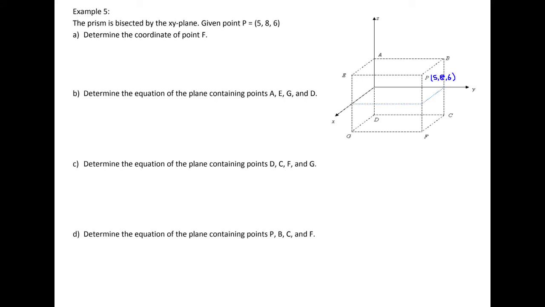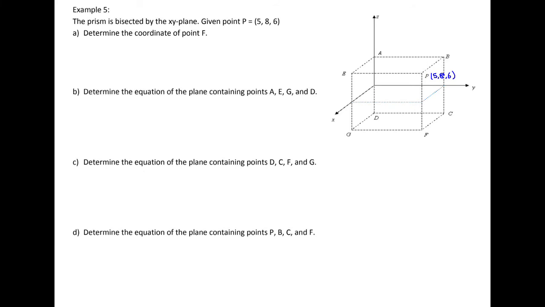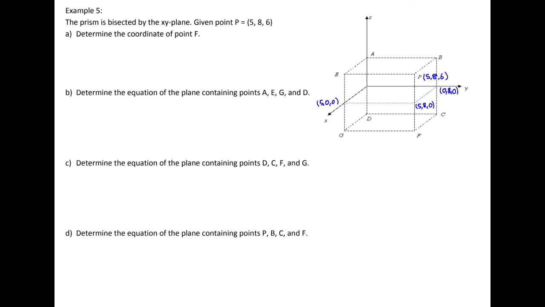Then, pretending we have a vector from O to P, that means I have to go 5 units on the x, 8 units on the y, and 6 units on the z. That means this part will be 5, this length will be 8, and the height will be 6. Then, I will be able to find the x-intercept at 5, 0, 0, and the y-intercept at 0, 8, 0, and at this point, it will become 5, 8, 0.